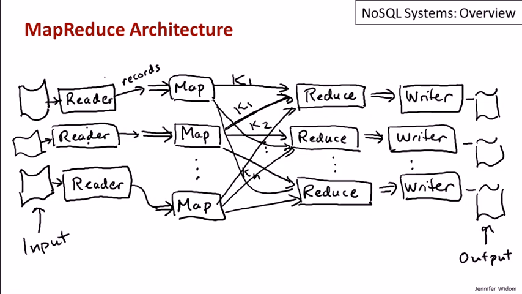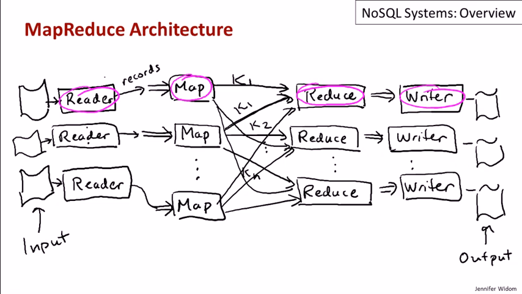Okay, but let me remind you what the user provides and what the system provides. So the user creates a single map function that takes records and emits a key value pair for each record. The user provides a single reduce function that takes a set of values for a given key and produces 0 or more outputs. And I should mention the map can produce 0 or more outputs from each record as well. It doesn't have to be a one-to-one mapping. The user also provides the reader function to extract data from files and the writer function to write data to the output. And there's one more optional function I mentioned called the combiner.